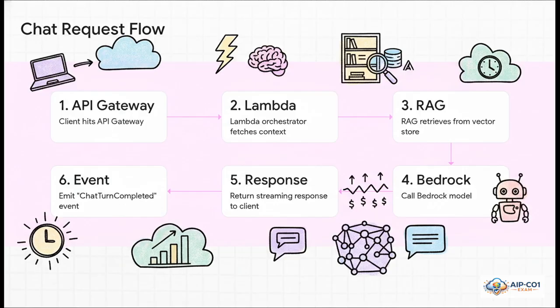But, and this is a clever bit, look at step 6. After its main job is done, it quietly fires off a chat-turn-completed event to our roundabout, EventBridge. This is brilliant because it decouples all the after-the-fact stuff, like logging or analytics, from the user's critical path. The user gets their answer fast, and the other work happens in the background.